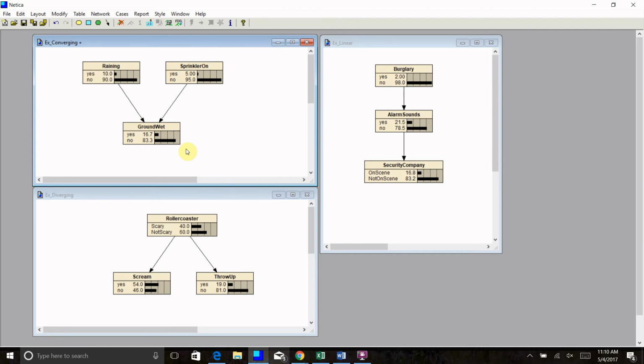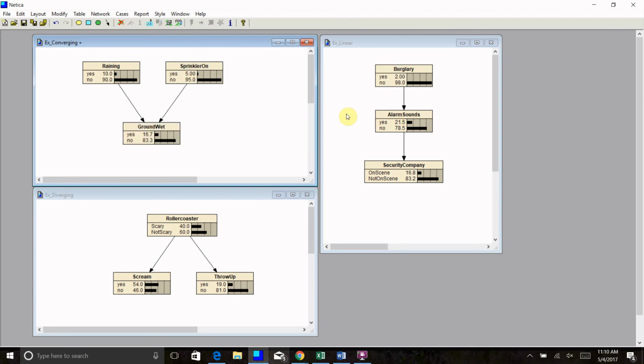Before I have a finding in my child node here, these parent nodes don't affect each other. If I know if the sprinkler's on or off, or I know if it's raining or not, it affects the probability in my child node, but it doesn't affect the other parent node. However, if I know that my ground is wet, then if I also know that it's raining, it explains away the possibility that my sprinkler is on. Vice versa, if I know my sprinkler is on, the probability of rain goes down. So that's called explaining away.